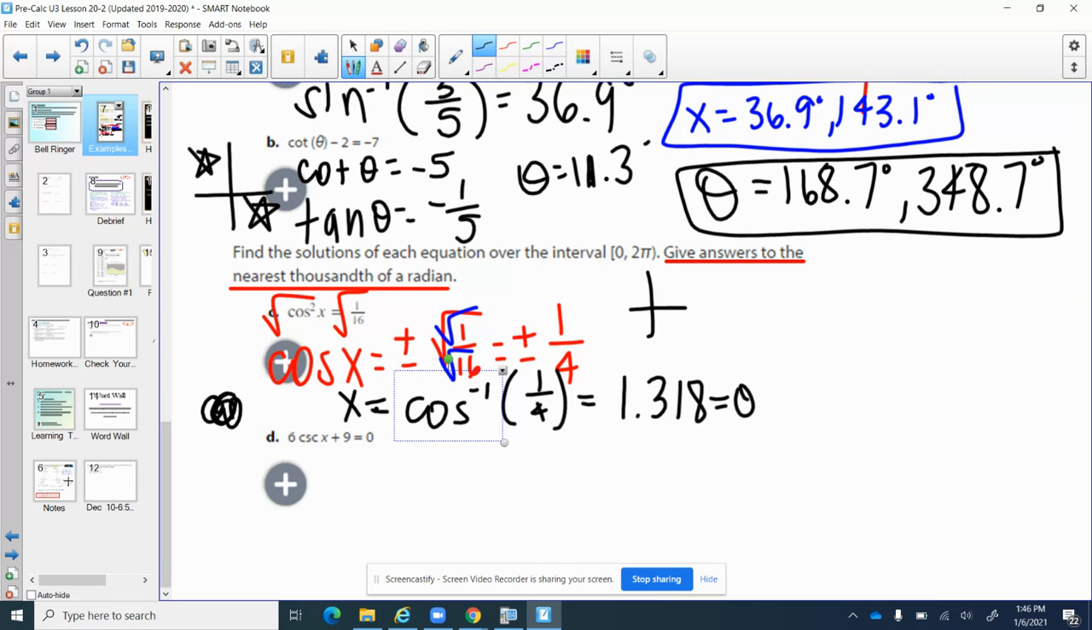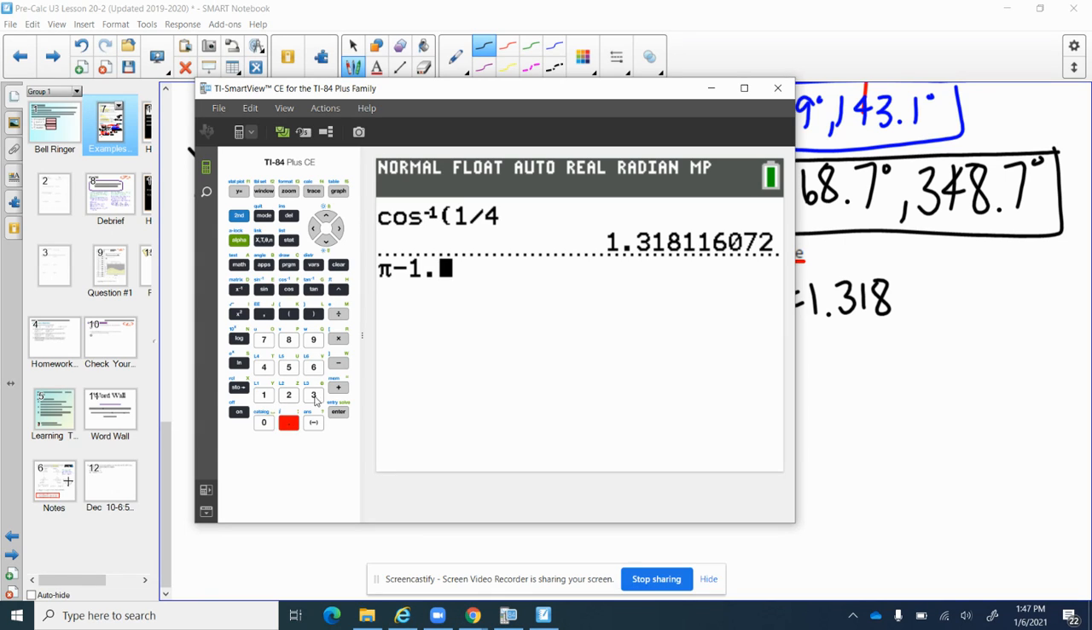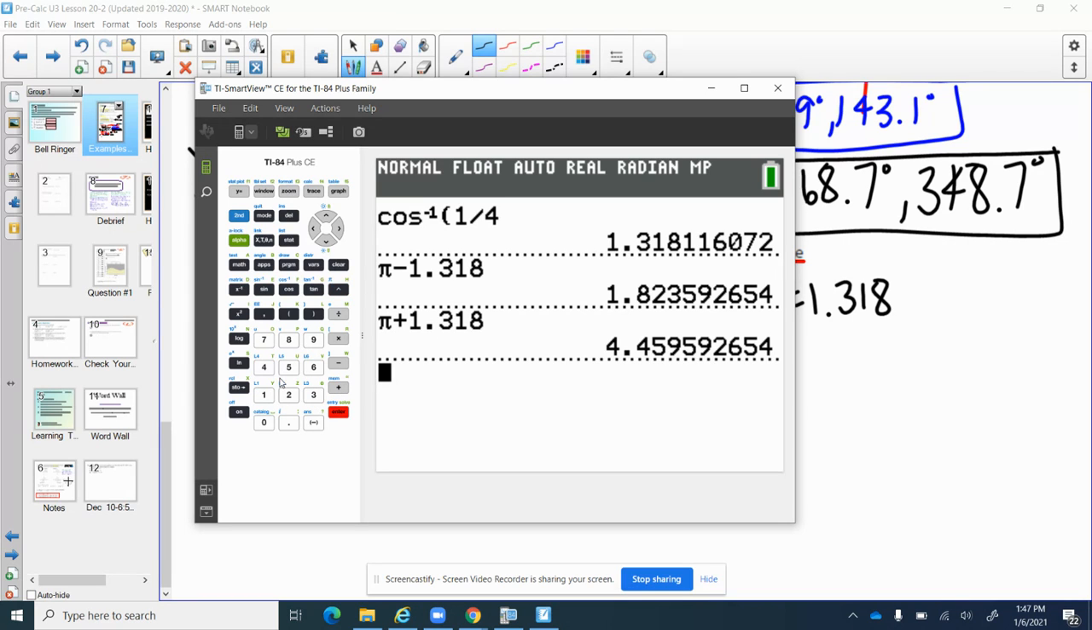And since it's plus or minus, actually our answers are coming from all 4 quadrants, okay? And so one of our answers then for x will be the quadrant 1 answer, and then pi minus 1.318. We have pi plus 1.318 and 2 pi minus 1.318. Gives us our other 3 remaining values, okay?